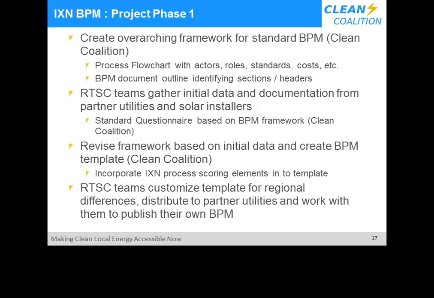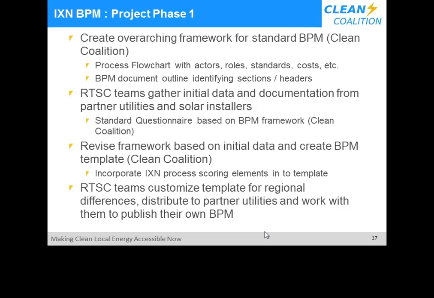As part of this phase one, the next step is we'll actually be looking to partner with the rest of the Rooftop Solar Challenge teams to gather initial data and documentation from their local utilities and solar installers in their regions to find out what should go into this framework. What are the things we're missing? What are the steps? We're going to ensure we capture all the steps. And the Clean Coalition will work on a standard questionnaire that all the other teams can go ask their utilities and installers what they do now, and whether they have anything published now or what they publish, and how they educate their installers about their interconnection processes. Then we'll revise this framework based on that data and create this template.